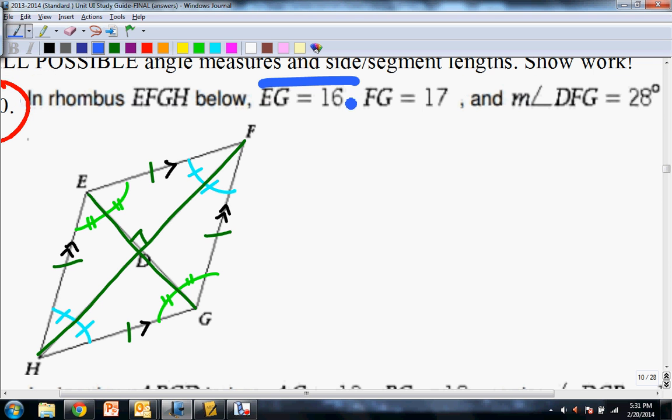We are told that EG is 16. So EG, that whole thing is 16 instantly. Since you know that this is a midpoint, let's break it up. That's going to be 8 and 8. Just get in the habit of automatically bisecting that. We're told that FG is 17. F to G is 17.